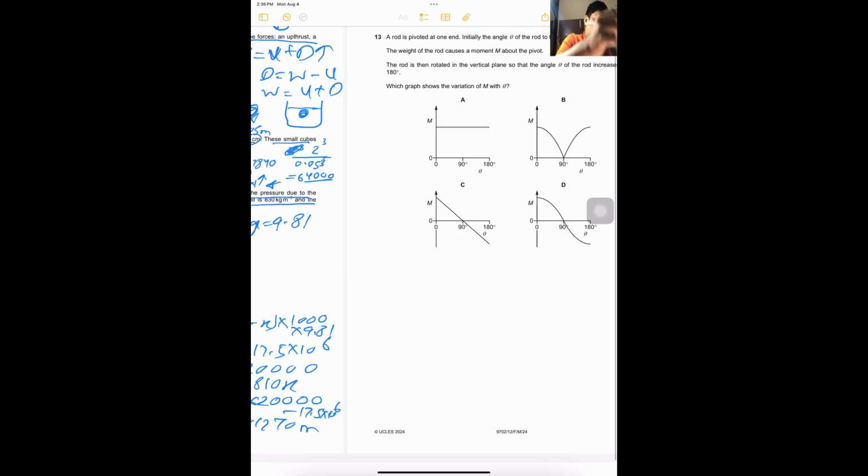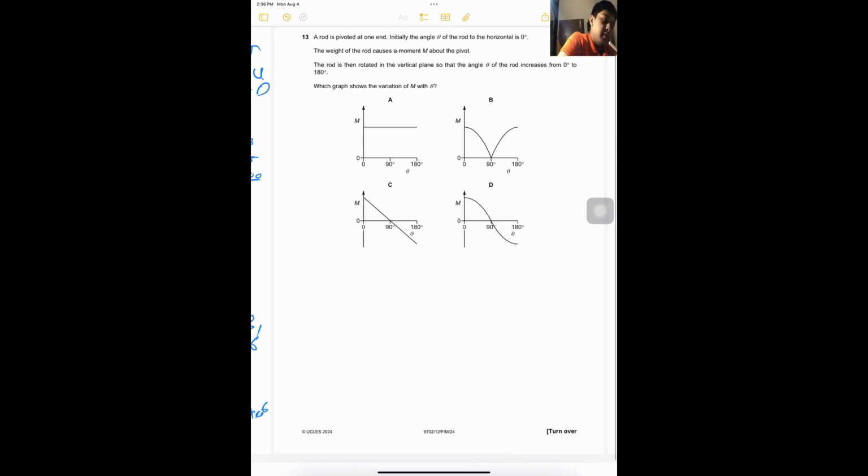Question 13. This is interesting actually. A rod is pivoted at one end. Initially the angle theta of the rod to the horizontal is 0 degree. The weight of the rod causes a moment M about the pivot. The rod is then rotated in the vertical plane, so the angle theta of the rod increases from 0 degree to 1 degree. Which graph shows the variation of M with theta?